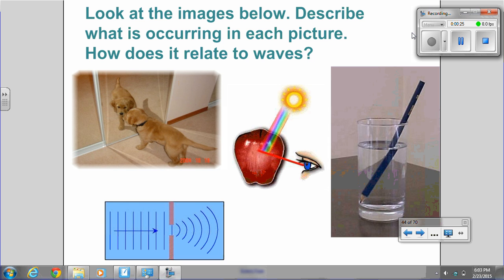If you can't come up with any ideas of how these pictures relate to waves, I want you to pay attention to when you see these pictures in the slides, and you'll be able to then make that connection between these pictures shown here and what in the world they have to do with wave behavior.